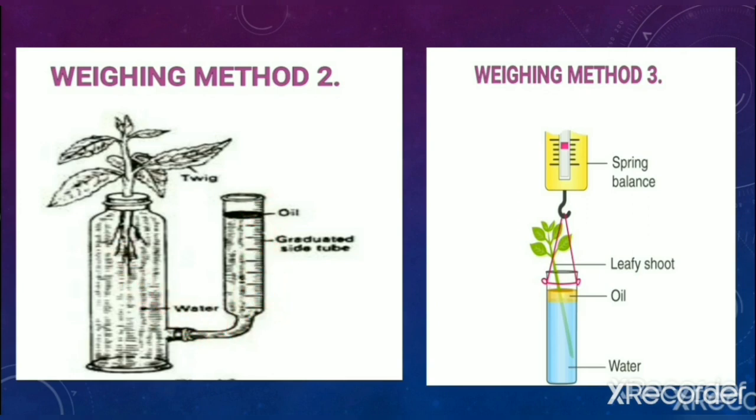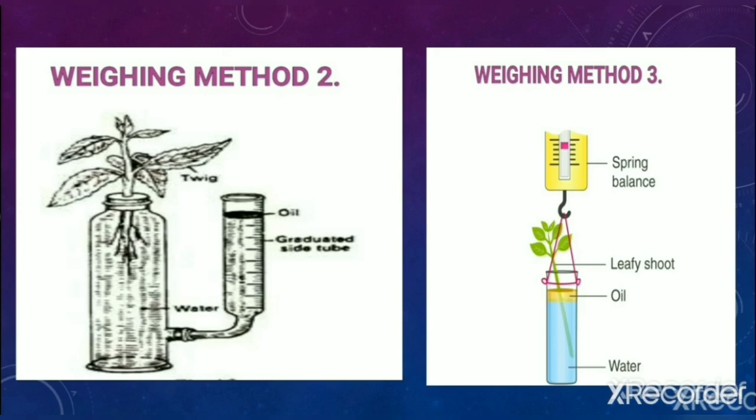Now we will fix that plant in this bottle with a rubber stopper or a cork, and then we will fill this bottle and put some oil over here. Why are we pouring oil over here? Again, to prevent direct evaporation from the water surface. Then we will keep that apparatus in sunlight, and the difference in the weight will indicate the loss of water by the shoot due to transpiration only.